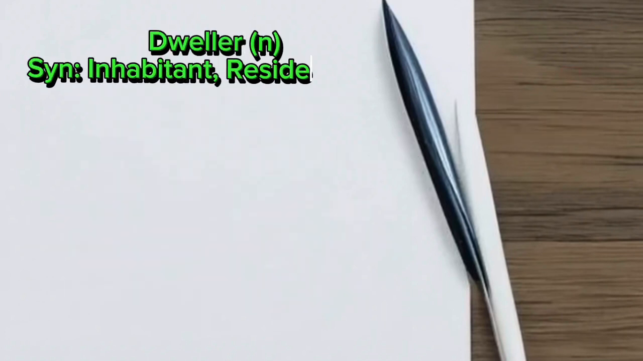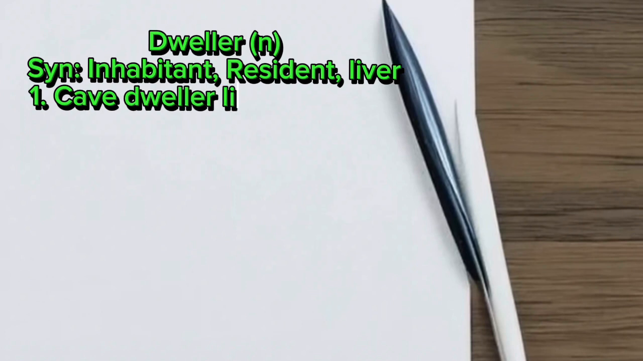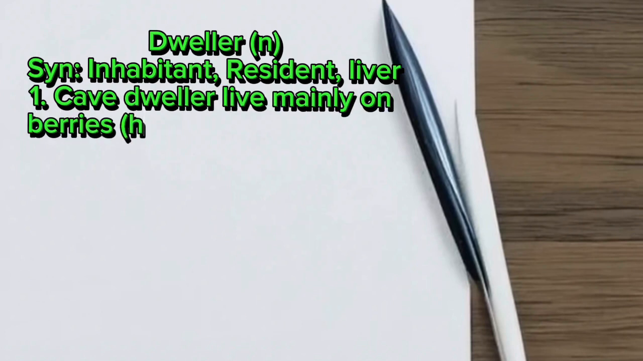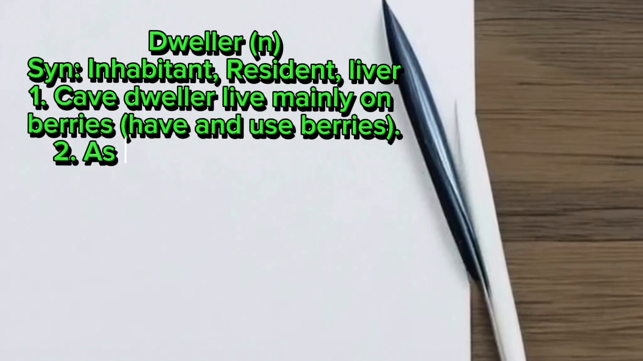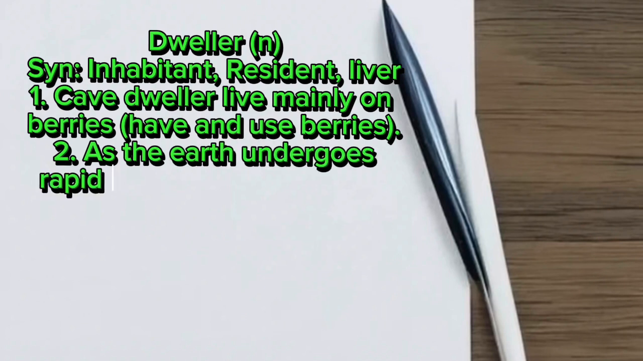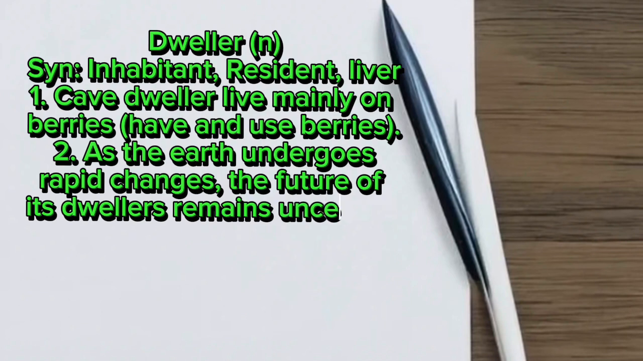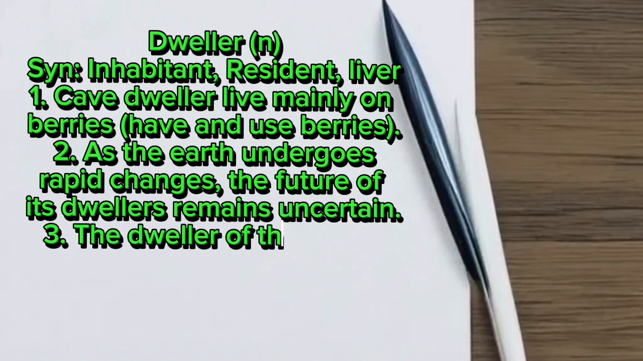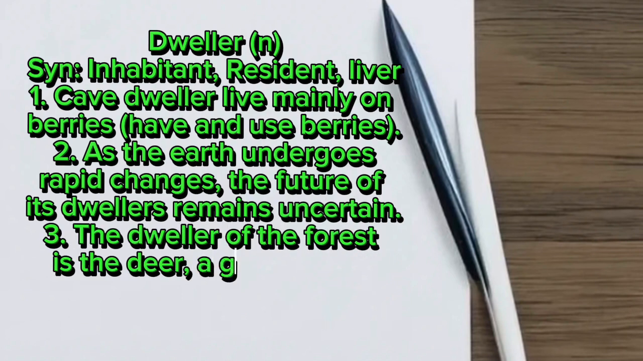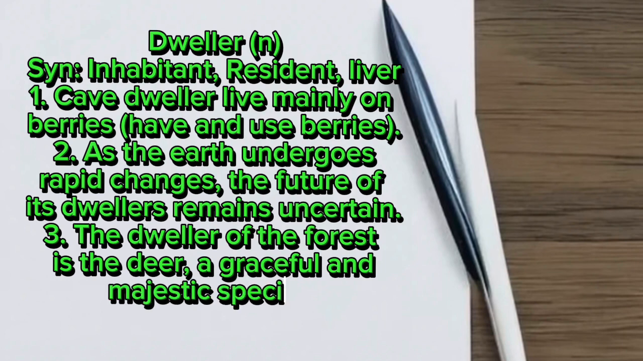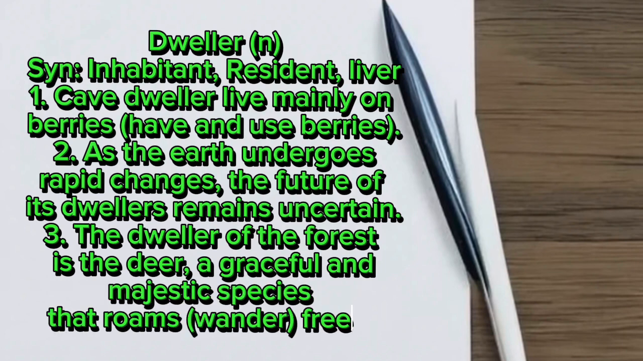Dweller, noun. Synonyms: inhabitant, resident, liver. Example number 1. Cave dwellers lived mainly on berries. Example number 2. As the earth undergoes rapid changes, the future of its dwellers remains uncertain. Example number 3. The dweller of the forest is the deer, a graceful and majestic species that roams freely.